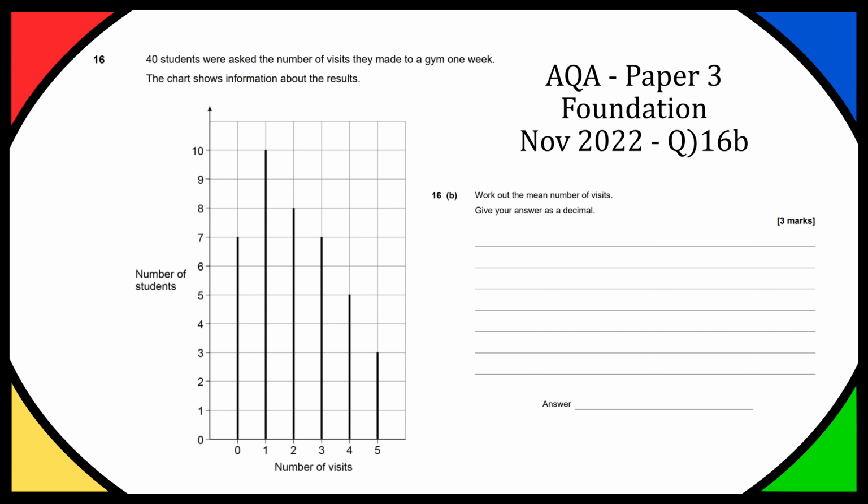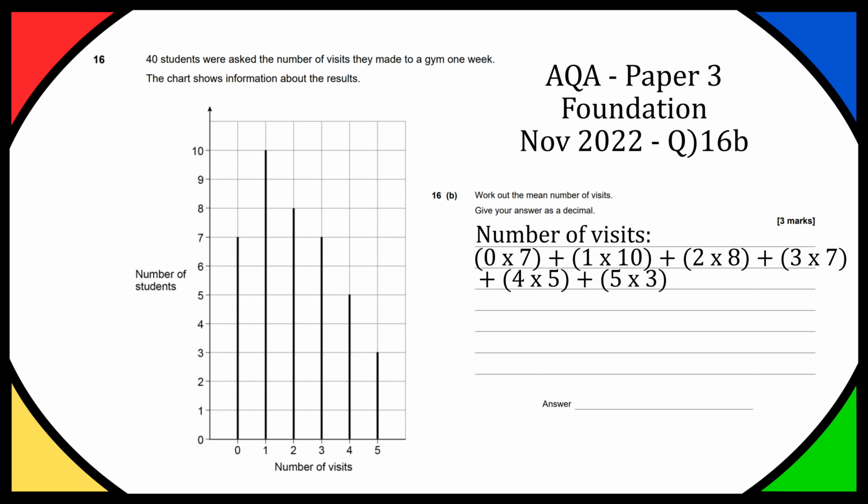So we're going to want to work out the number of visits and the number of students, and then we're going to work out the mean, which is pretty much the average, using those 2 values. So if we want to work out the total number of visits, we're going to take the number of visits in the chart and times that by the number of students. So for example, 7 students went 0 times, 10 students went once, 8 students went 2 times, and so on and so forth until you get this here. So it's 0 times 7 plus 1 times 10, etc., etc. And this is going to be equal to 82.